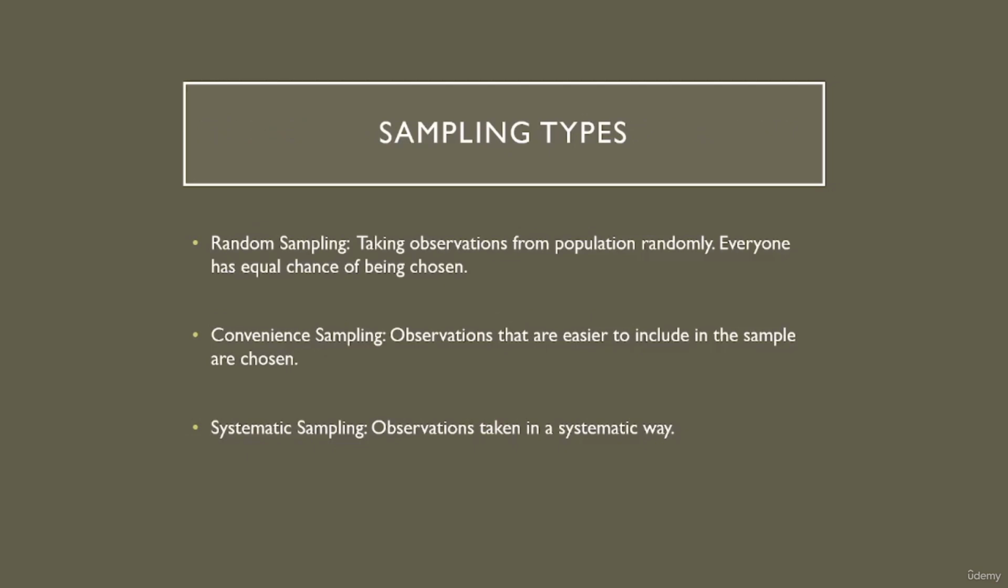Sampling types. Random sampling. Taking observations from population randomly. Everyone has equal chance of being chosen. Convenience sampling. Observations that are easier to include in the sample are chosen. Systematic sampling. Observations taken in a systematic way.